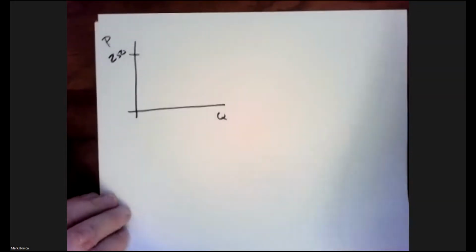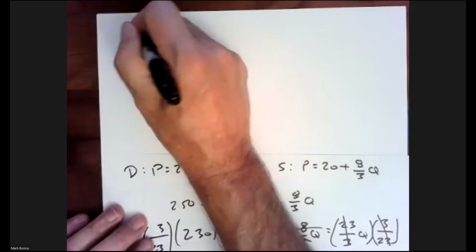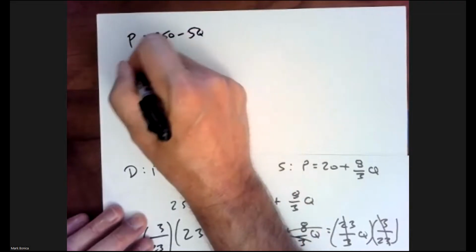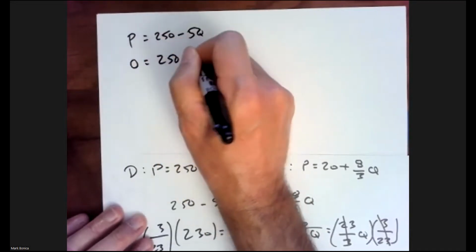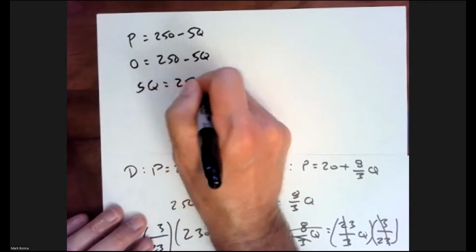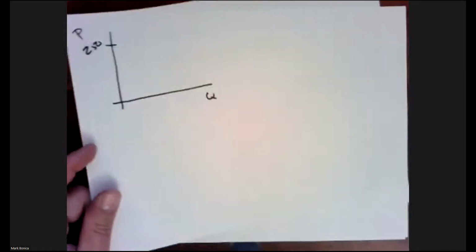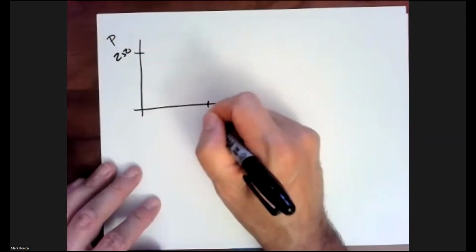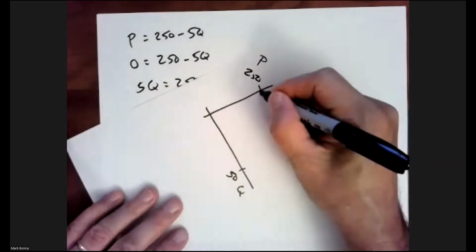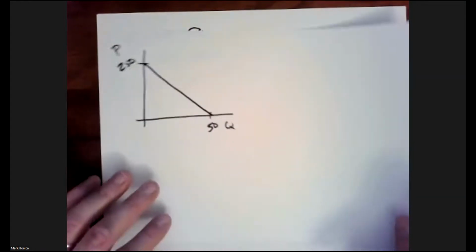Just get another sheet. So we got P equals 250 minus 5Q. When P is 0, we got 250 minus 5Q, 5Q equals 250. Q equals 50. So the x-intercept then is 50. So that's my demand curve.